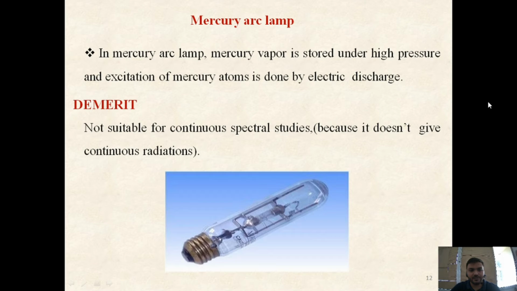Mercury arc lamp. In a mercury arc lamp, mercury vapor is stored under high pressure and excitation of mercury atoms is done by electric discharge. Demerits: not suitable for continuous spectral study because it does not give continuous radiation.